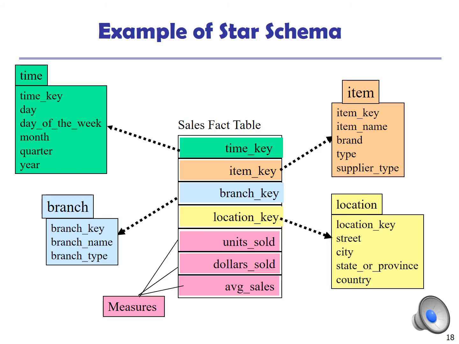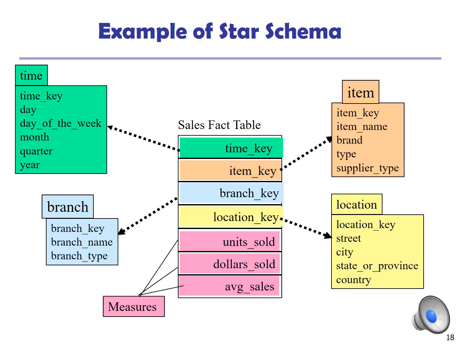Okay, so this slide shows you an example of a star schema. You have your fact table in the middle, which contains keys to all the dimensions in your warehouse. So you have your time key, which points to your time dimension, branch key, which points to branch dimension, item key points to item dimension, location key points to location dimension. Right, and then you also have the measures that we talked about, such as units sold, dollars of the sold amount, the average sales, and things like that.